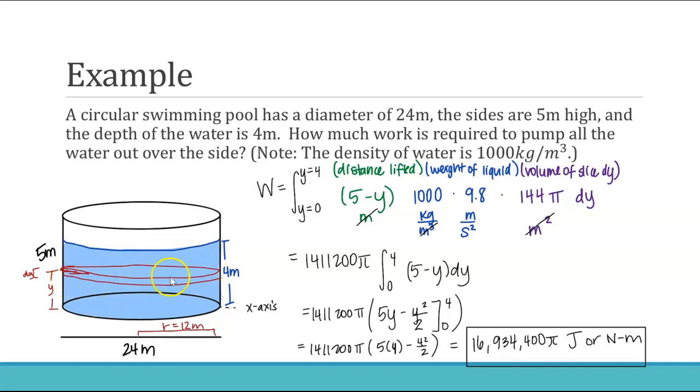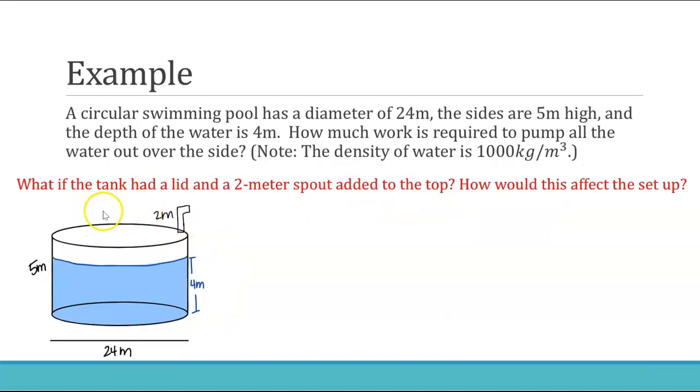So that area was just always, it didn't matter where we were between 0 and 4, that cross-section just had an area of 144 pi. But we'll see examples where that cross-section varies. Alright, there is kind of a little bonus question, an add-on question to the previous example.